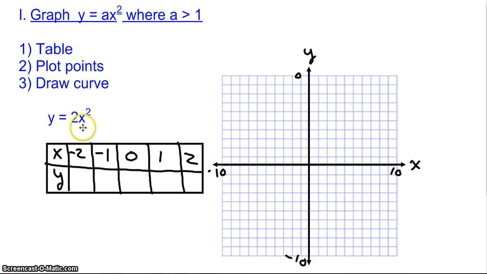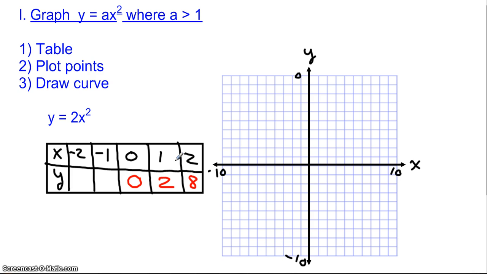Now, when we start plugging in values, we might just use a couple negatives, a couple positives, and 0. What happens when we plug in 0? 0 squared, 0 times 2 is 0. Good. And let's try our positives. Plug in 1. 1 squared is 1 times 2 is 2. Plug in 2. 2 squared is 4, and 4 times 2 is 8.